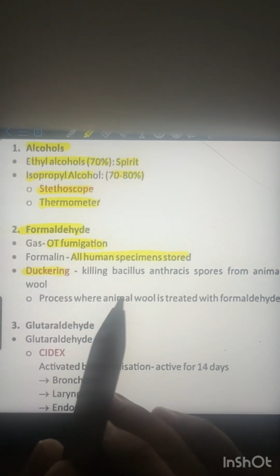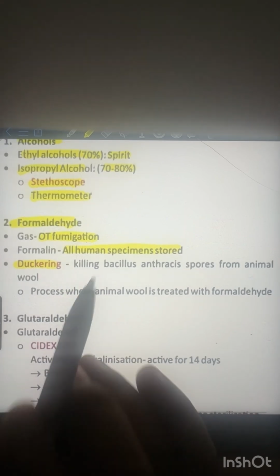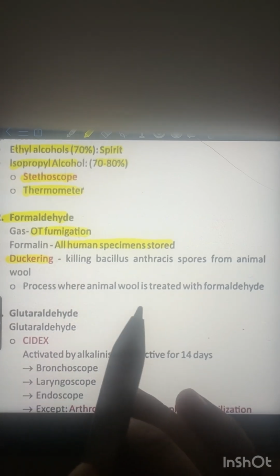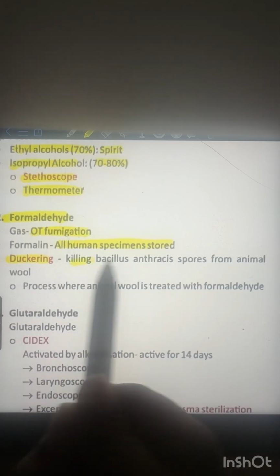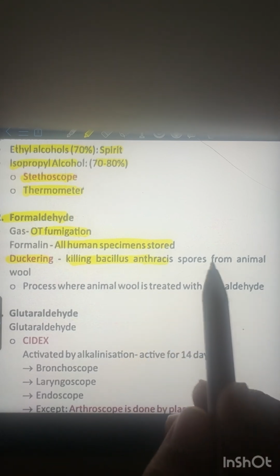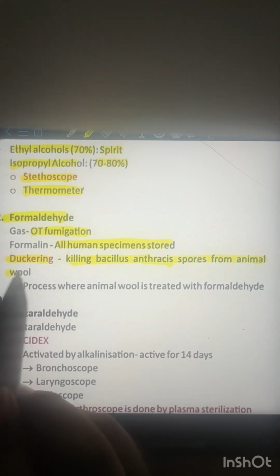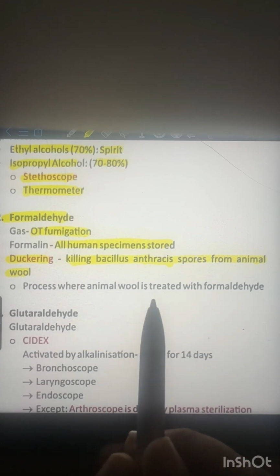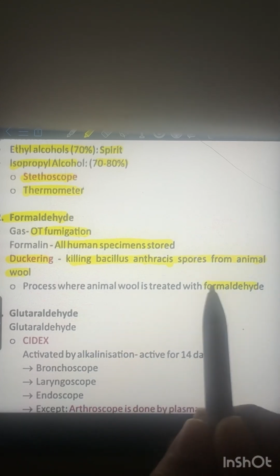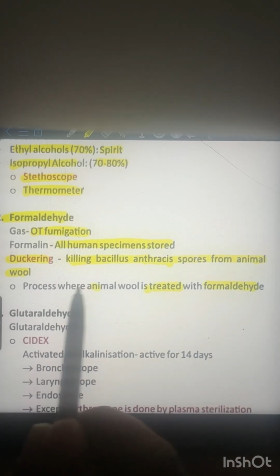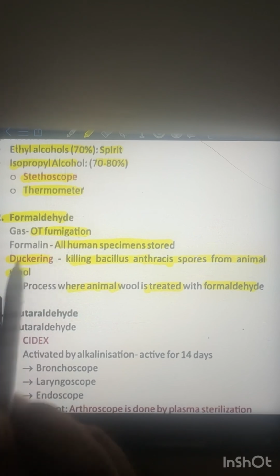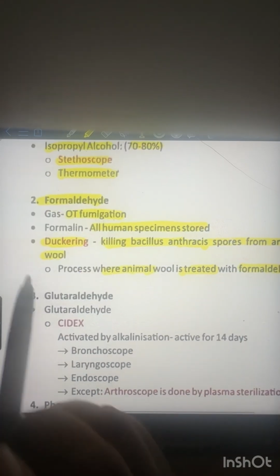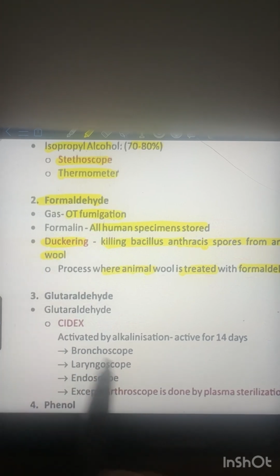Versus formaldehyde used in anthrax. What is that? Now we all know anthrax is a bioterrorism agent. Anthrax is very, very deadly. Anthrax comes from animals, so you have to make sure that anthrax does not come from animals. In the wool industry, animal wool, clothes will be made out of it, and so many other things will be made out of it. So many people will be handling it, the people who work in the wool industry. You want to save everyone from anthrax exposure. So what do you do? You do a procedure called duckering. What is duckering? That wool is treated with formaldehyde, so that people who are handling and using wool do not get Bacillus anthracis infection. So formaldehyde is a gas for OT fumigation.